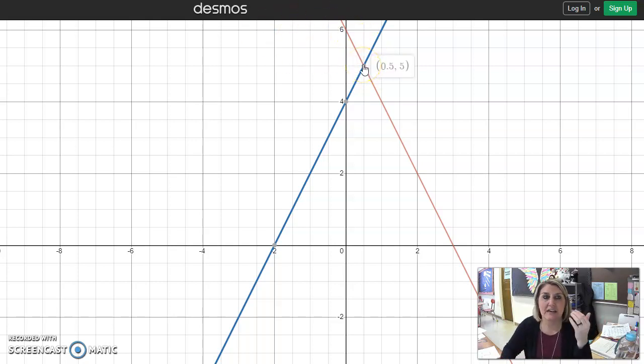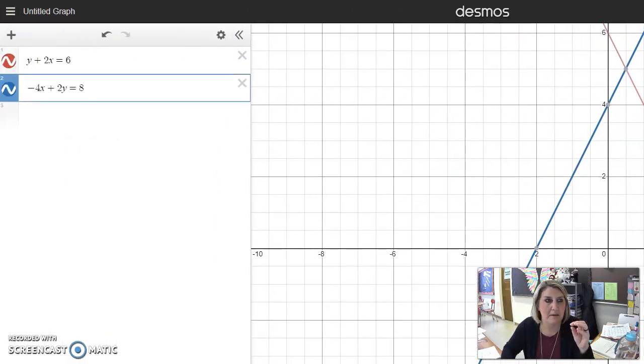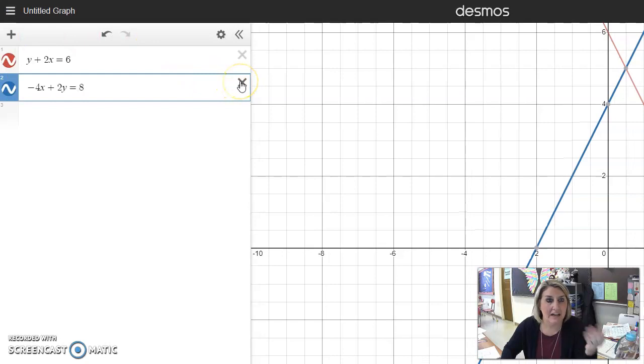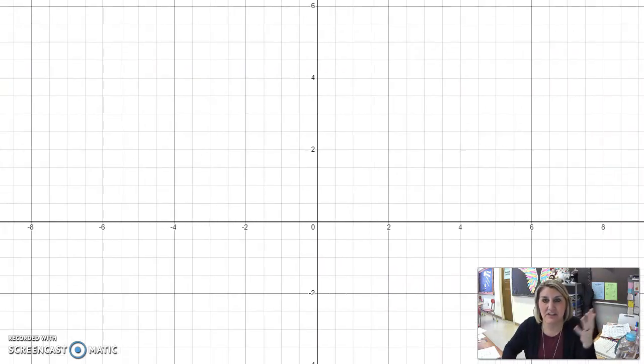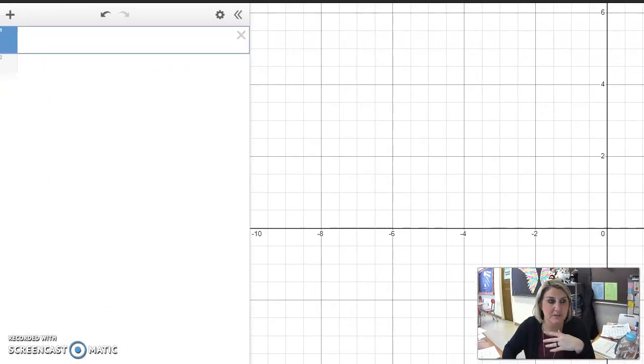So basically today, if you do have to graph them, you will have to graph them. I want you to get comfortable with this program. There are a couple of different problems that are going to pop up today, the all solutions and no solutions. So I want to show you what those look like. To get out of here, I'm just going to press X and delete that out. And if you look here, it deletes everything off your graph. So we're going to start over.